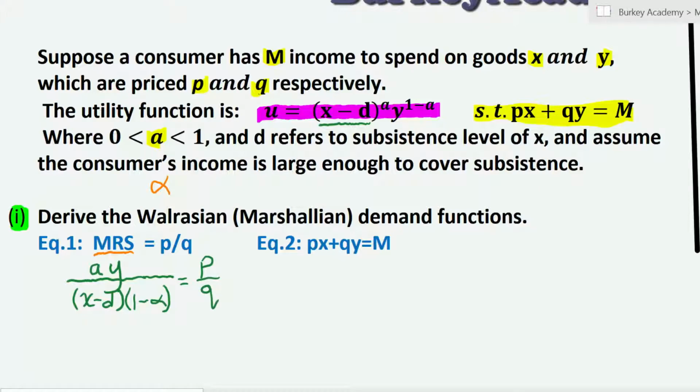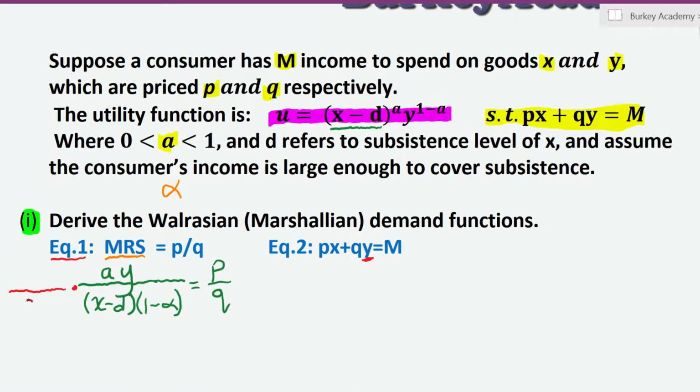Okay. And our second equation is just the budget equation. Our standard operating procedure when I teach this is we want to solve equation 1 for y and then plug it over here for y into the budget line. We can see what we're going to have to do to solve this for y. We just want to get rid of the a on the top and get rid of the x minus d and the 1 minus alpha on the bottom. So we can multiply both sides by the inverse of what we want to get rid of, right? A on the bottom and x minus d and 1 minus alpha on the top.